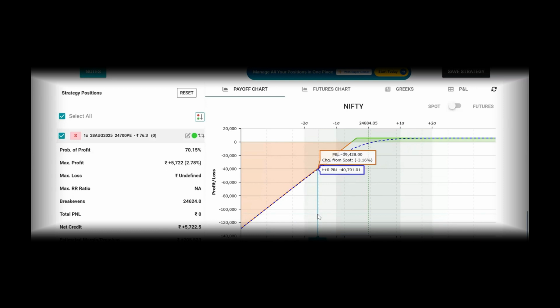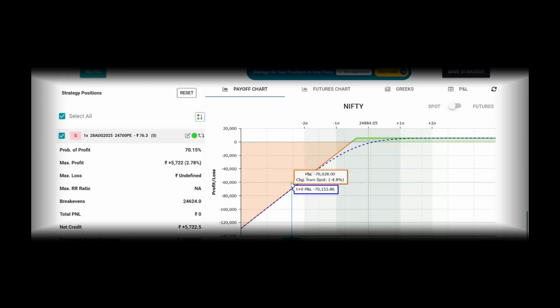And if we had bought the contract, 24,700 into 75 would be the maximum profit. Because market can go up to zero. Theoretically, again, we are all speaking theoretically. But we would have initially paid the cost of 76.3. So 76.3 into 75, this amount of 5,722 we should deduct from the maximum profit.